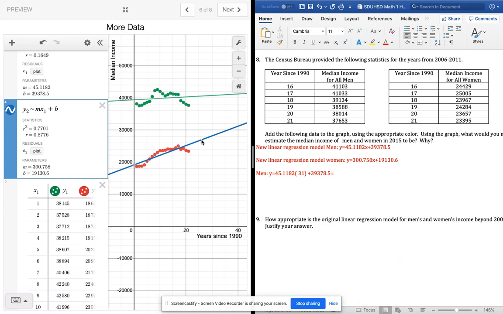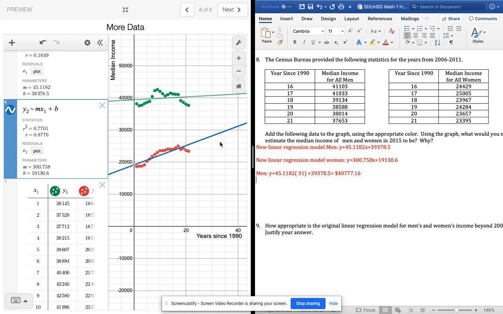Let me use the calculator. 45.1182 times 31 plus 39,378.5. So if it keeps increasing at that same rate, it should be about 40,777.16 in 2015. That's a lot lower than we had before.